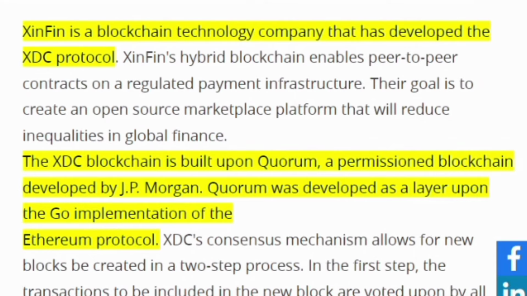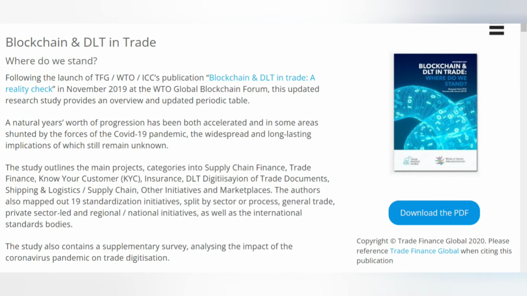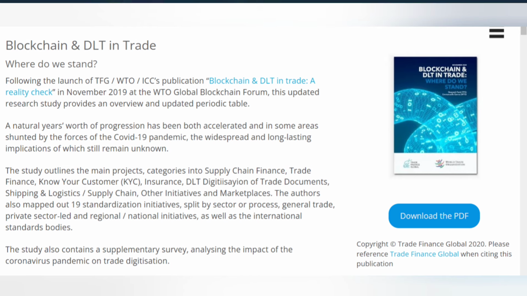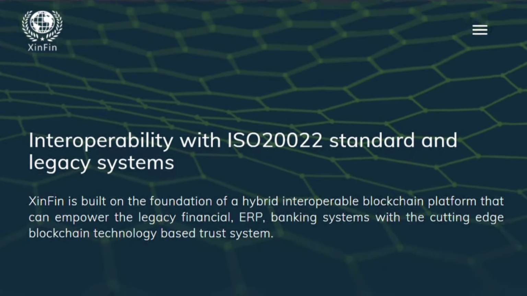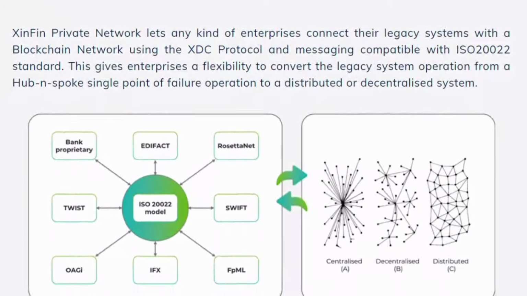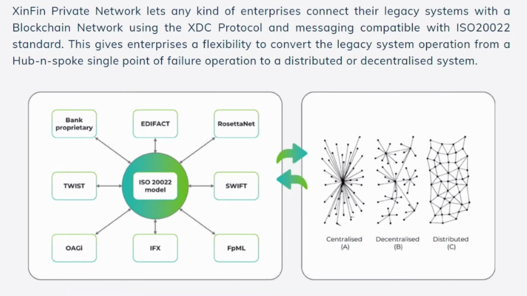In addition to this, back in 2019, they joined R3's blockchain consortium and they were referenced by the World Trade Organization in a blockchain and DLT report. On XDC's website, zenfin.org, it does state that XDC's private network allows enterprises to connect legacy systems to blockchain using ISO compliant messaging. As financial institutions come online and see this, XDC is going to get snatched up quickly.